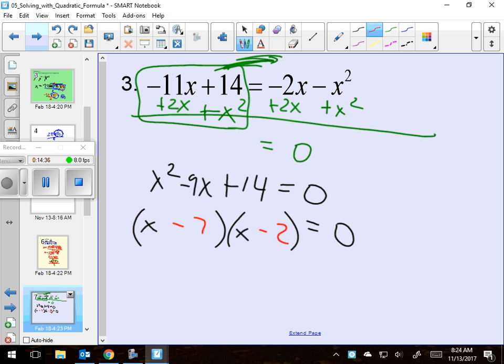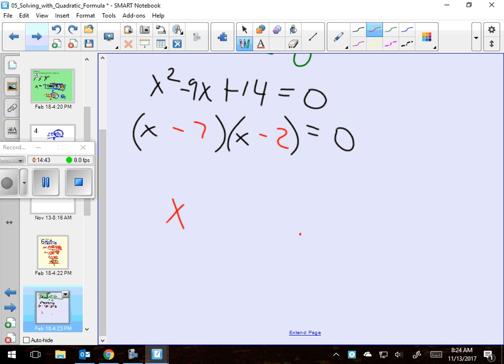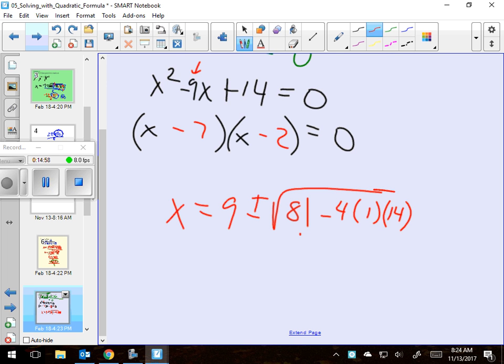Awesome. And if you didn't know that, I want to show you that the quadratic formula would have worked. x equals negative b, which would be positive 9, because that's the b term, plus and minus the square root of b squared, which is 9 squared, 81, minus 4ac, 4 times 1 times 14. I always put parentheses in there because that's where people mess up. All over 2a. There we go.